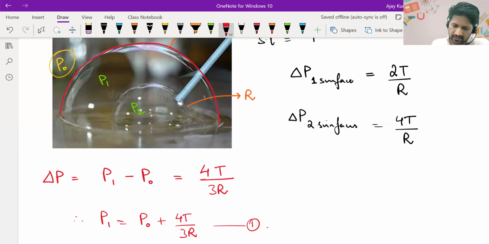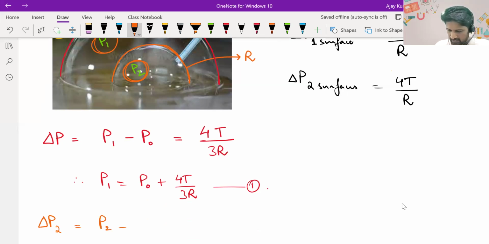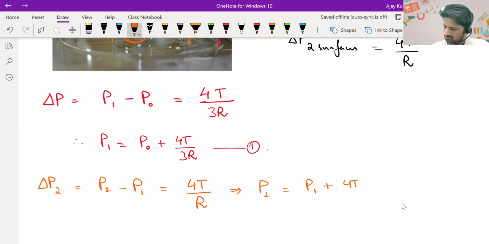Simple. Next, the second bubble, which is inside the first bubble, has radius of curvature r, and the pressure inside it is P2, the pressure outside it is P1. That second bubble is not exposed to atmosphere. So excess pressure in the second bubble will be written as P2 minus P1, and that will be equal to, the second bubble also has two surfaces, so 4T divided by its radius, r. So the pressure inside the inner bubble will be P1 plus 4T by r.